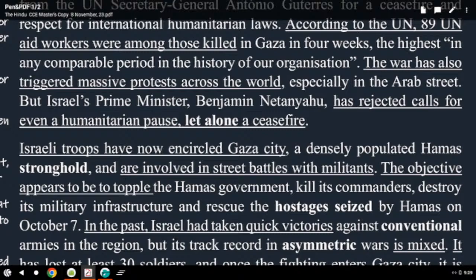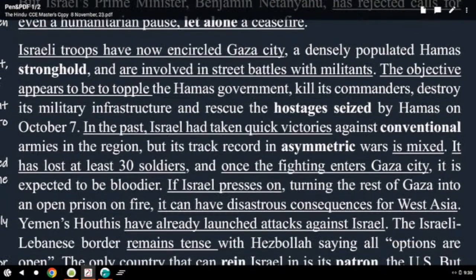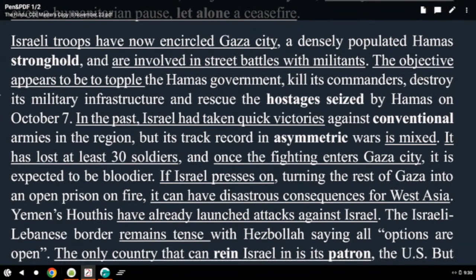But Israel's Prime Minister, Benjamin Netanyahu, has rejected calls for even a humanitarian pause, let alone a ceasefire. Entire world has been asking the Israel Prime Minister to go in for ceasefire, at least on the basis of humanitarian grounds. But forget about taking a pause. He has refused complete ceasefire, let alone a ceasefire. First a pause, then ceasefire. They're not willing to. They have taken it very seriously. They want to continue. Perhaps they want to remove the entire area, should disappear once for all.